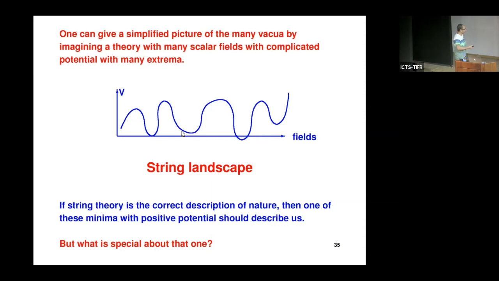And if string theory is a correct description of nature, then one of these minima with positive potential should describe us, positive potential because we know that our cosmological constant is positive. So maybe this one is what corresponds to our universe. But one may ask, what is special about that one? I mean, why are you here and not here, or here, or here, which has zero cosmological constant?